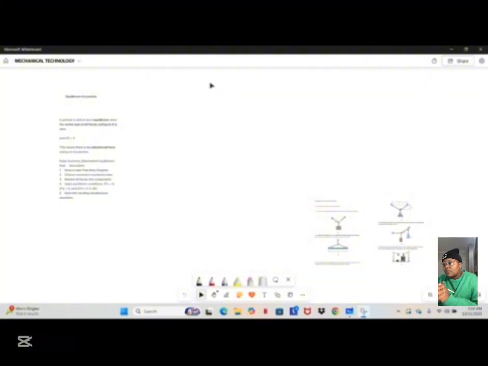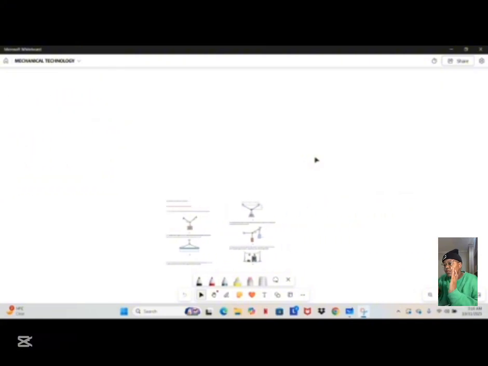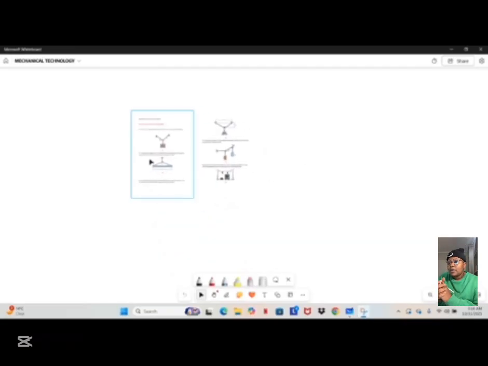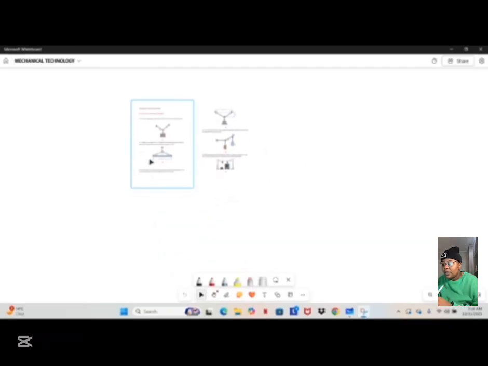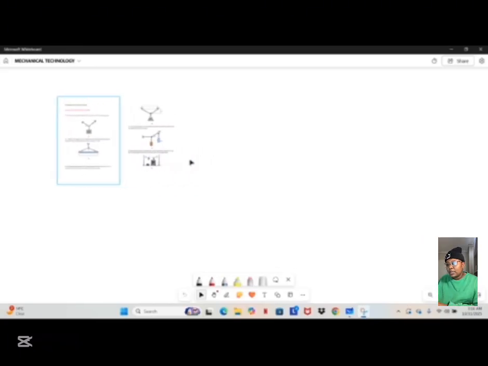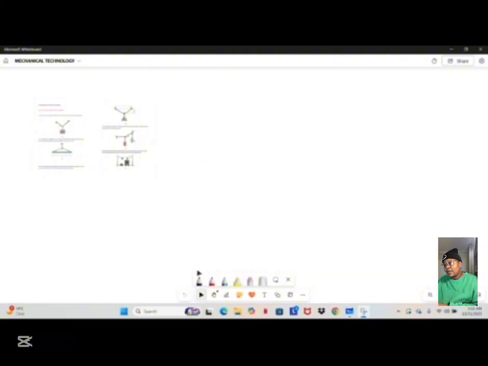And then number 4, we should apply the equilibrium condition, which says the sum of vertical forces is equal to 0 and the sum of the horizontal forces is equal to 0. And then number 5, we're going to be solving the resulting simultaneous equations. So here there are questions which we're going to be doing based on this topic.